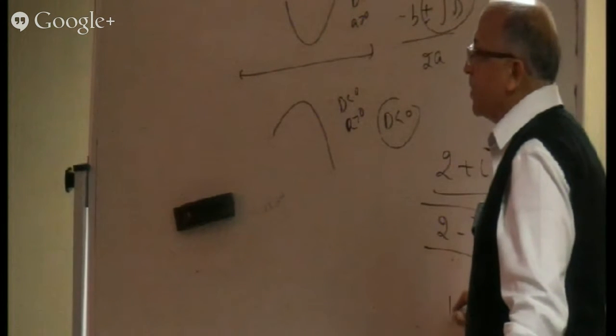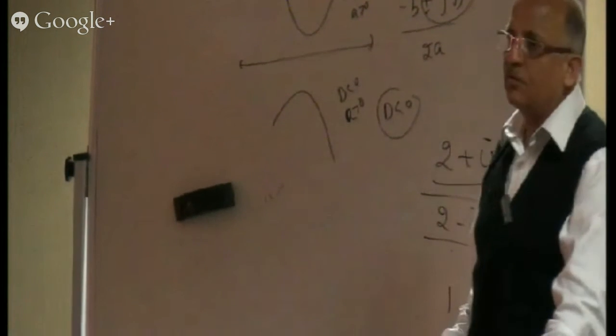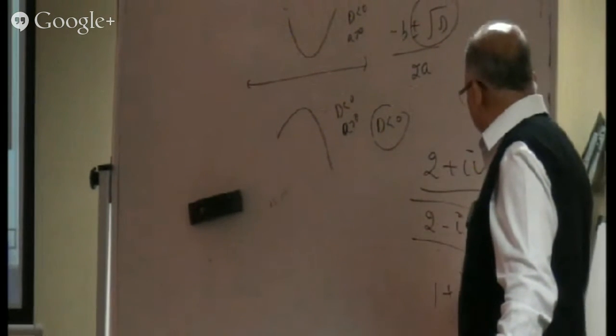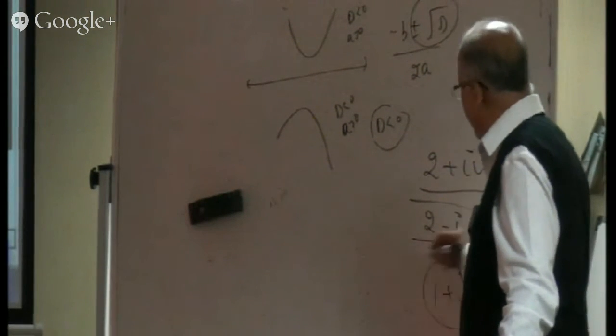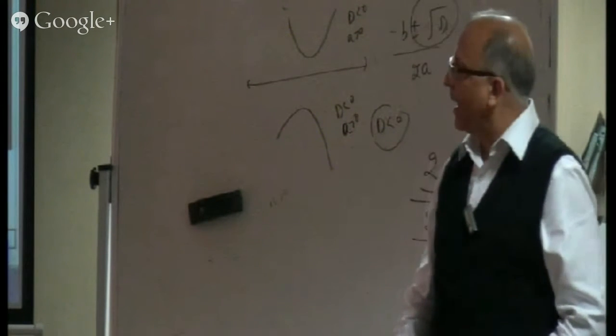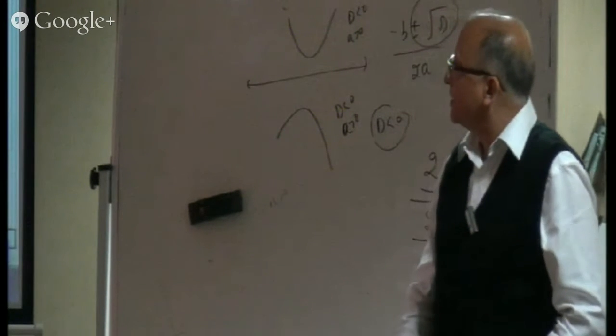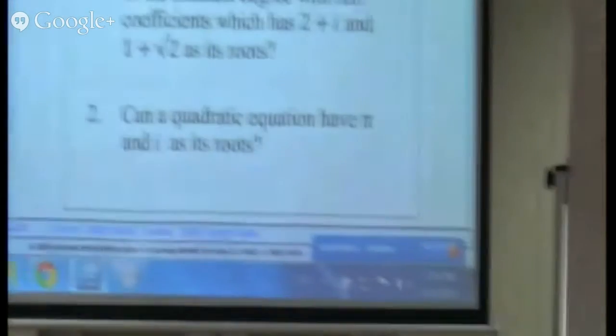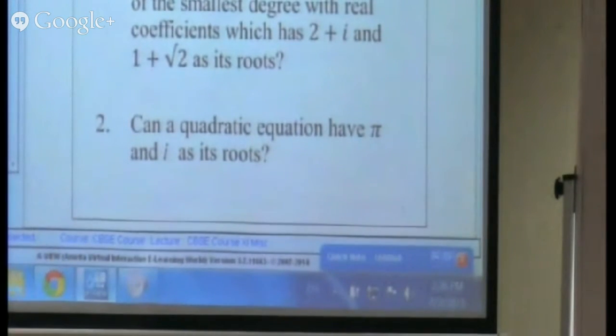But then the third root is given to be 1 plus root 2. So at least these three roots will be there in the equation. That means it must be at least of degree 3. And the second question was, can we form a quadratic equation? Yes, you can always form a quadratic equation with 2 roots.